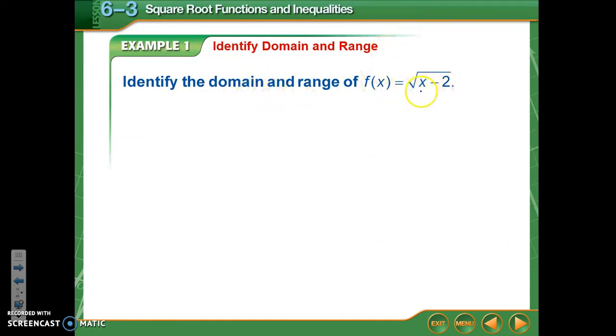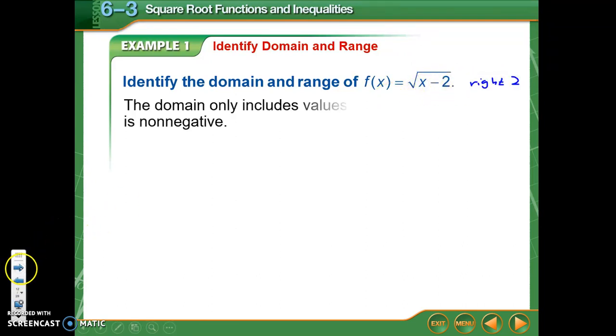So let's take a look at how the parent function can help us identify the domain and range of any square root function. So if I take a look at this function, f of x equals the square root of x minus 2. Thinking back to what we know about transformations of functions, when I subtract something inside my parent function, in this case under the square root, I know that this is going to move my graph to the right 2 units, because it's minus 2. Remember, when it's inside the function, it's opposite of what you think. So when I subtract 2, it moves it to the right 2.